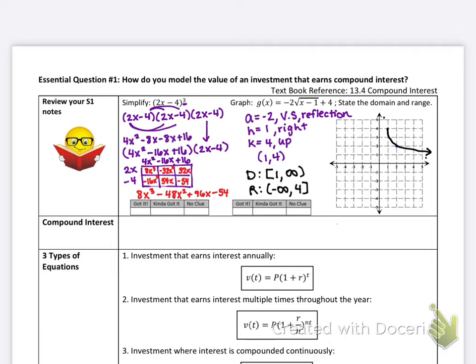Also self-reflection for yourself. This is important to know. We will be dealing with A, H, and K quite a bit the rest of the semester. All right, now let's get to the fun stuff. So the fun stuff is going to be compound interest.